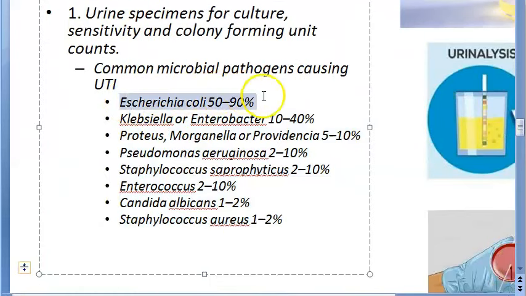So what are the common organisms which cause urinary tract infection? Look at the names here: E. coli, Klebsiella, Enterobacter, Proteus, Morganella, Providencia, Pseudomonas aeruginosa, Staphylococcus saprophyticus, Enterococcus, Candida, that is a fungus, isn't it? Staphylococcus aureus. So the ones you can try to remember are E. coli, Klebsiella, Enterobacter, Proteus, all these.